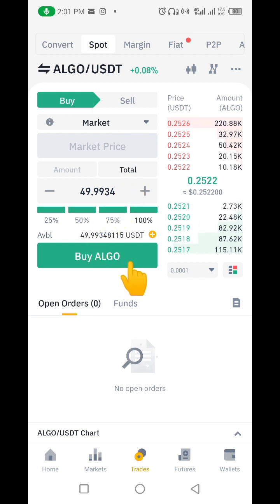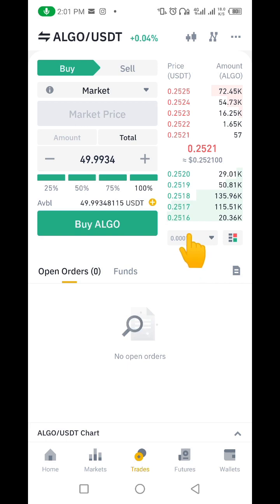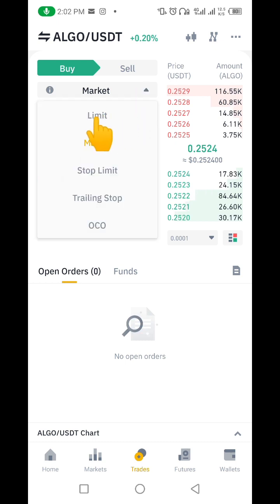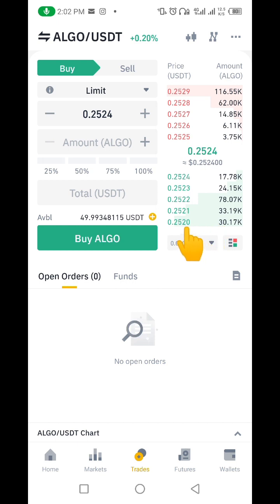Or let's assume you have a particular price in mind at which you want to buy this ALGO. Let's assume you don't want to buy it at this 0.2521. You can say, okay, I want to buy it at 0.2516. Invariably what you are telling Binance is this: Binance, I'm not buying this ALGO at 0.2524. So you're going to come here and click on limits, then you choose this limit here. Then you tell Binance, when the price gets to 0.2520, help me to buy this particular coin, which is ALGO.